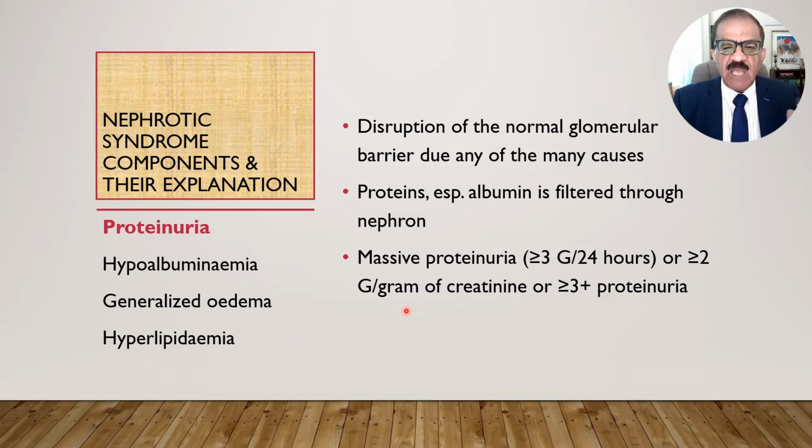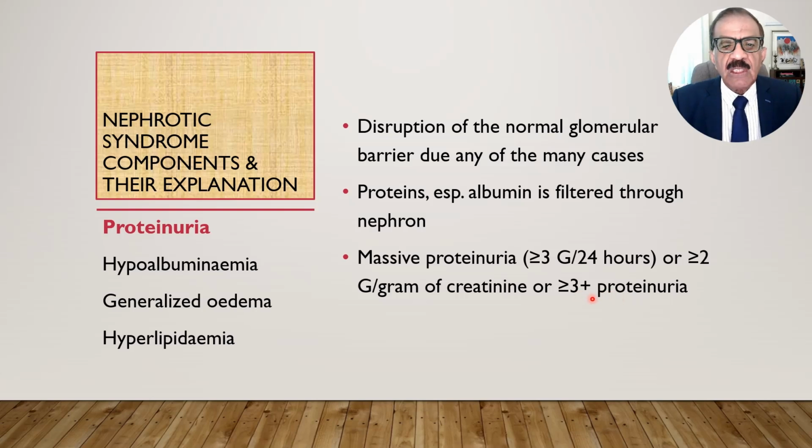I think the first sample in the morning would perhaps be the best. Or with the dipstick method, 3 plus proteinuria, because this is the first line investigation whenever we test somebody's urine. If that shows 3 plus proteinuria, I think that would definitely be nephrotic syndrome.